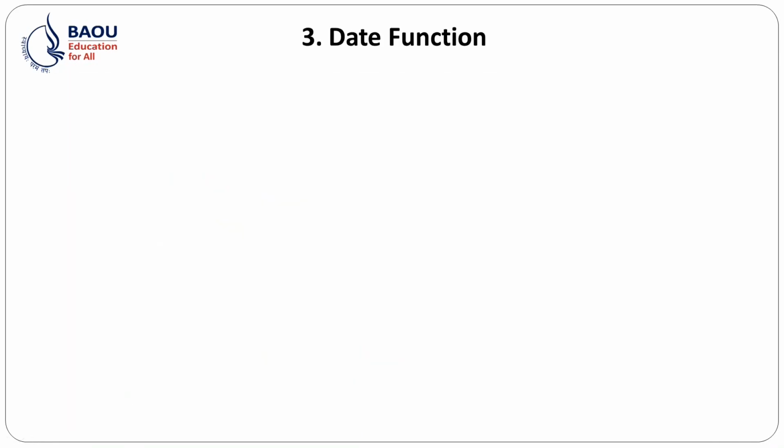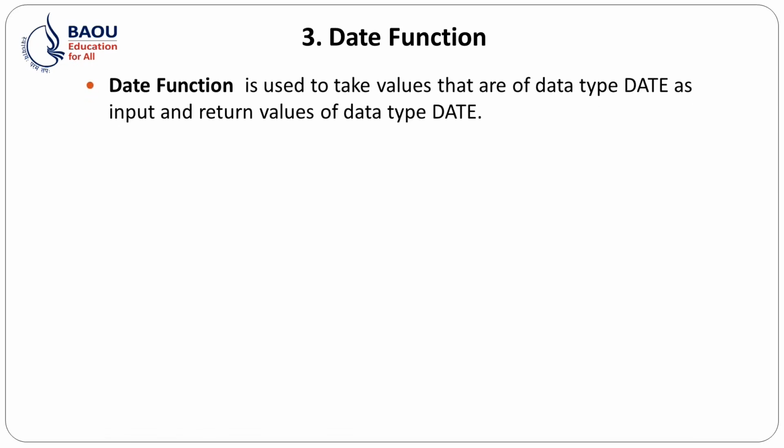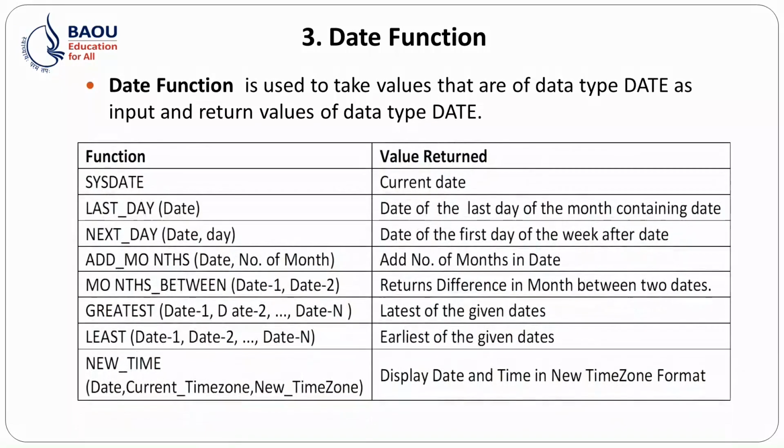Now the next is the date function. Date function is used to take values of the date data type as the input and returns a value of the date data type. Now the first one is the system date. It is used to display the current date. Last date is used to display the date of the last day of the month containing the date. The next day is used to display the first day of the week after the date.